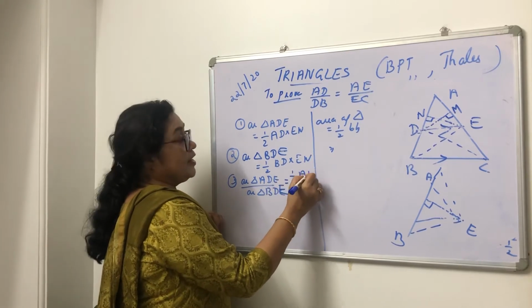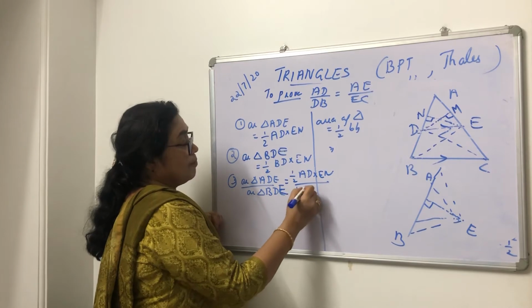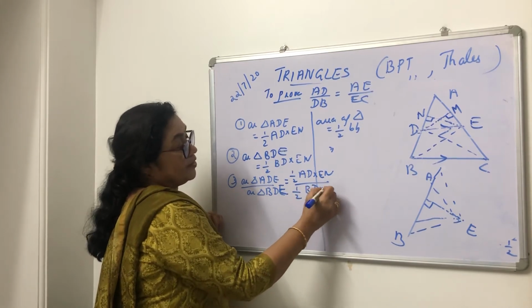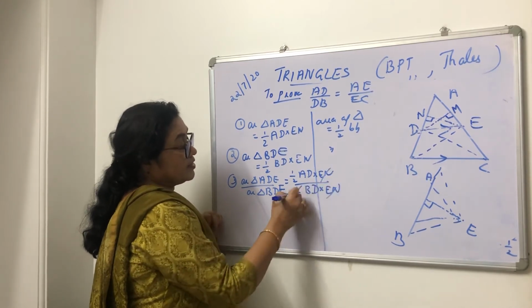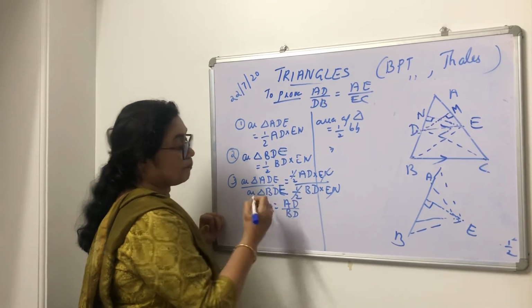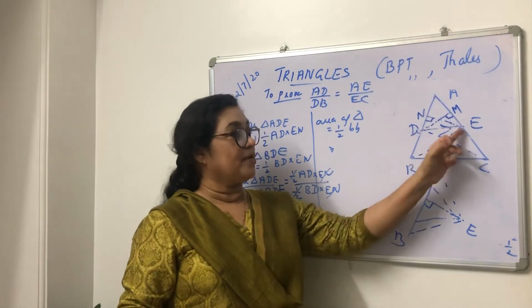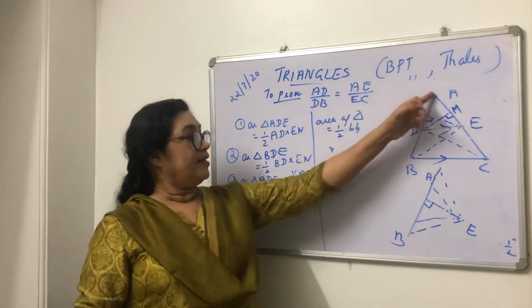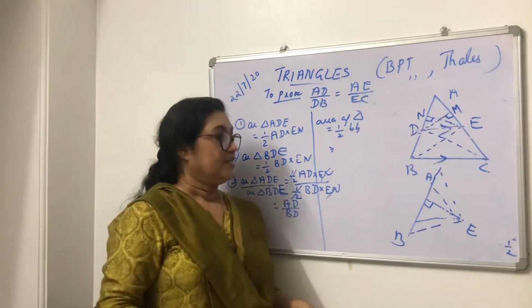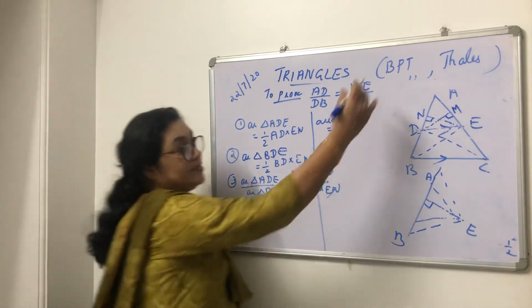Half AD into EN by half BD into EN. This will be cancelled, so it is AD by BD. So area of ADE by area of BDE is AD by BD. Similarly, I am going to take this side.